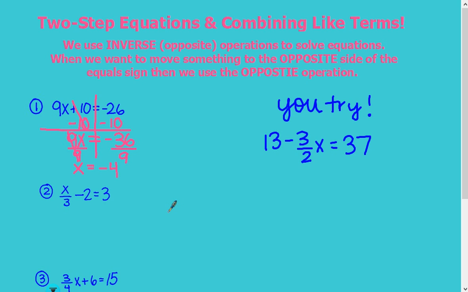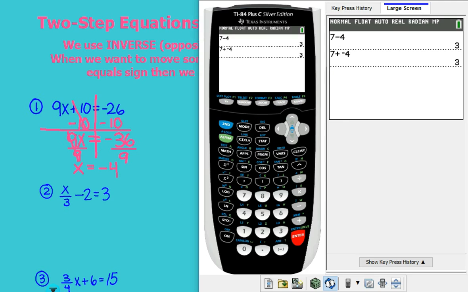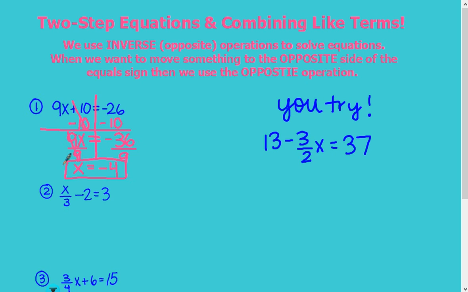Remember, we're not done until we plug our answer back in to check. It's as easy as just doing that in your calculator. So I will do 9, and using my parentheses wherever I have an x, I'm going to replace it with the x value that I think it is. So I think x should equal negative 4. If I input 9 times negative 4 plus 10, if I did this correct, it should equal negative 26. In which case it is, then I can go ahead and box my final answer. And I know that's right.